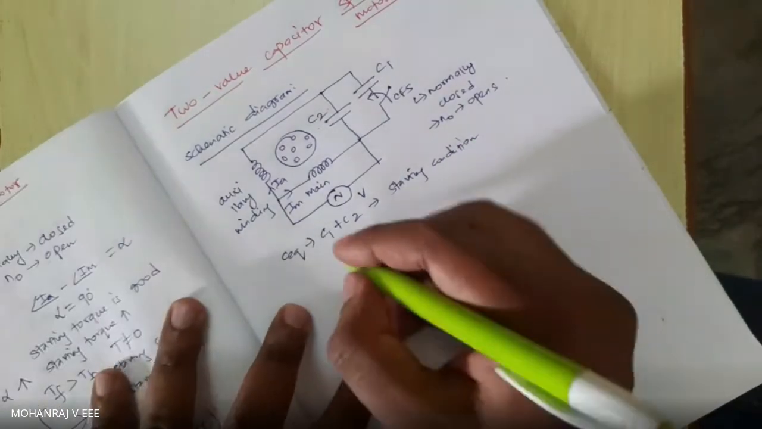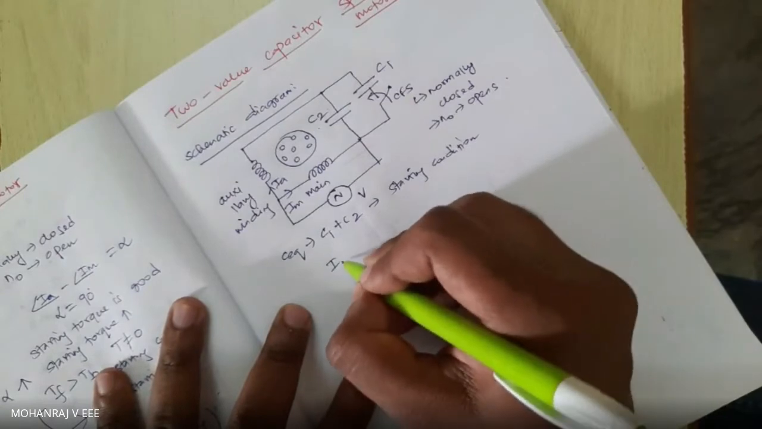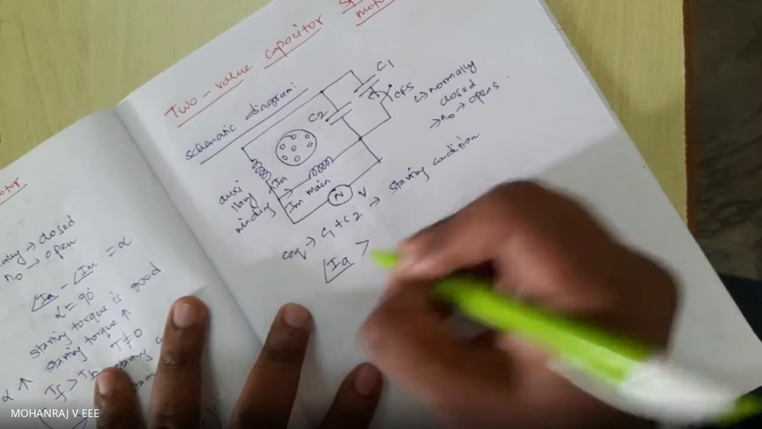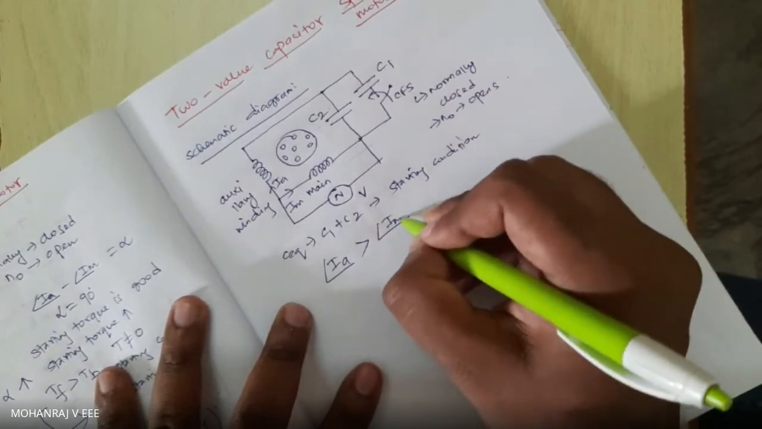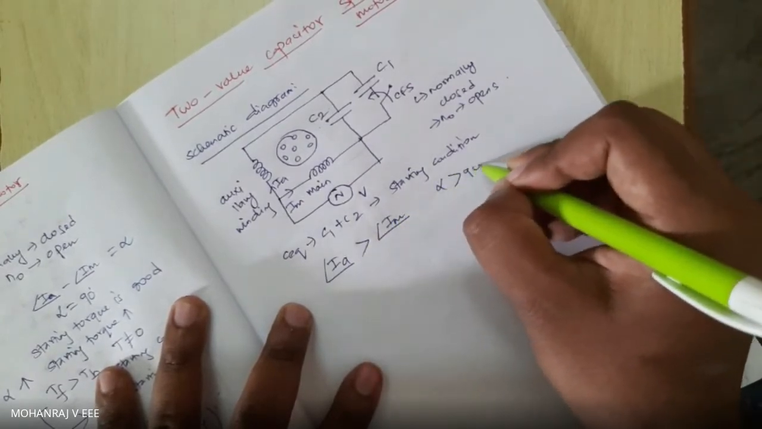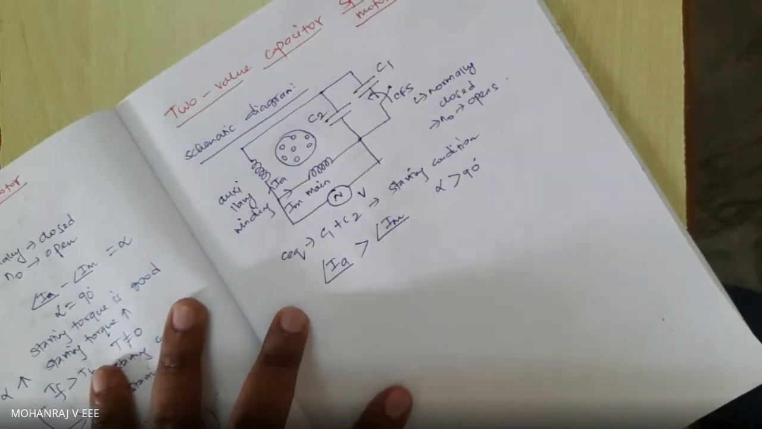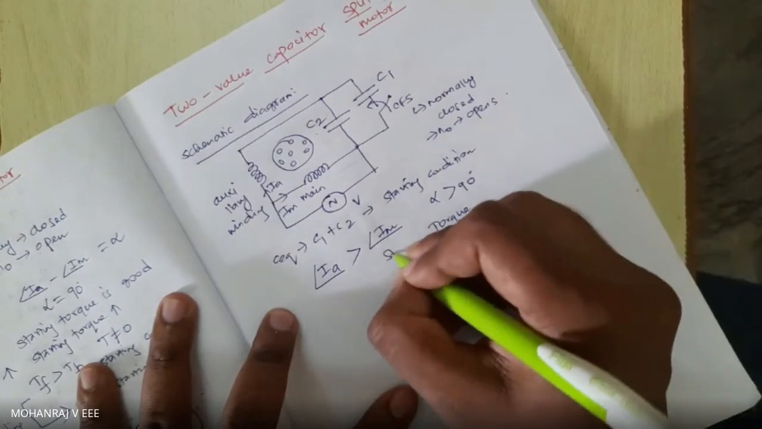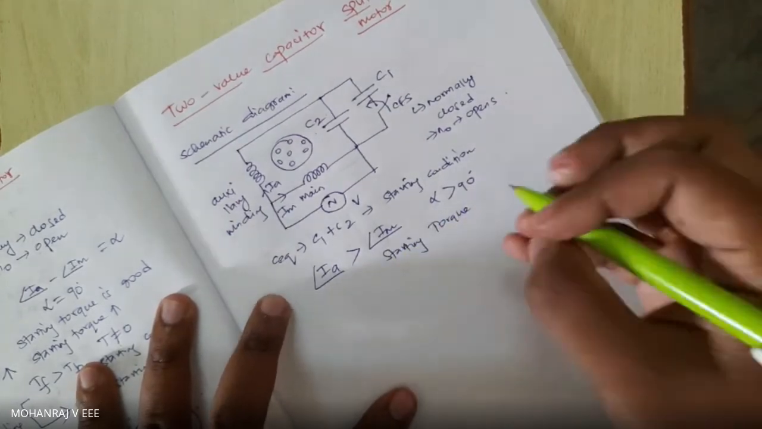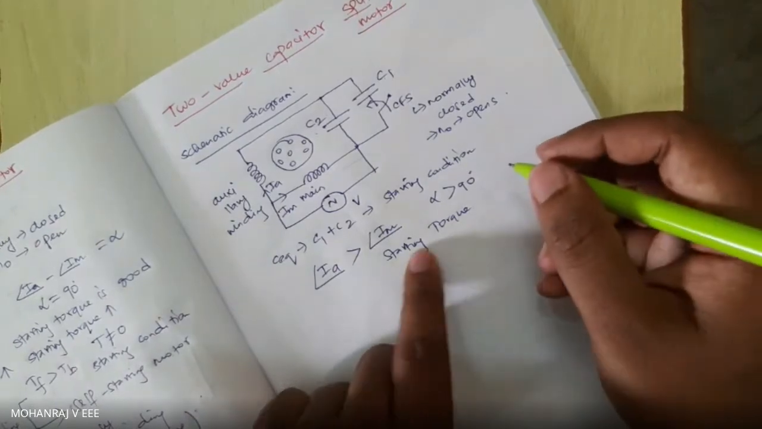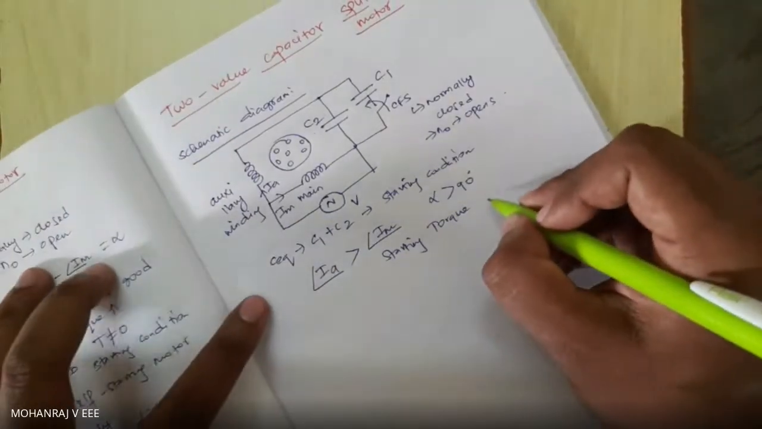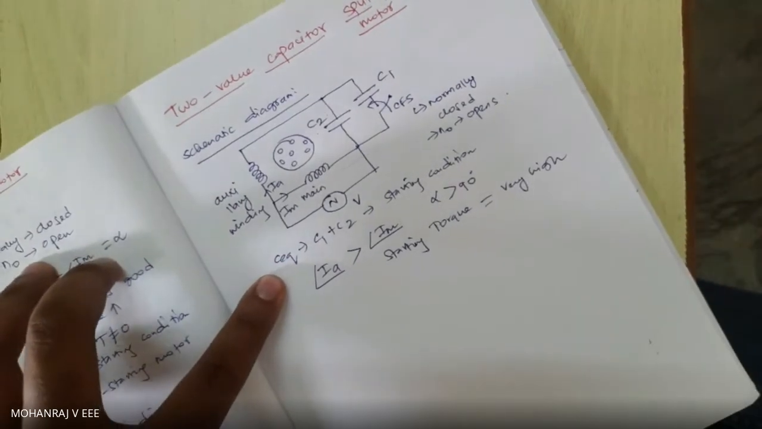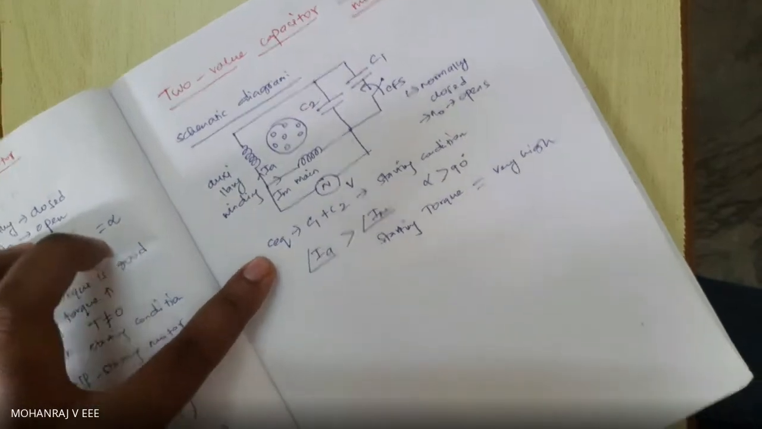So what happens? My IA angle is very much greater than my IM angle. So alpha is greater than 90 degree. As my alpha is greater than 90 degree, the starting torque is very high.